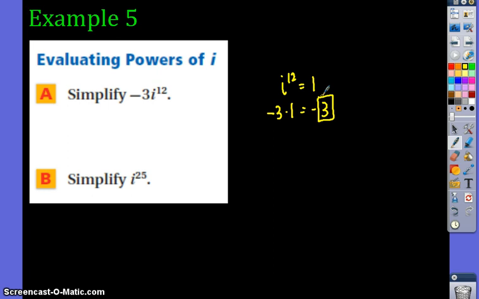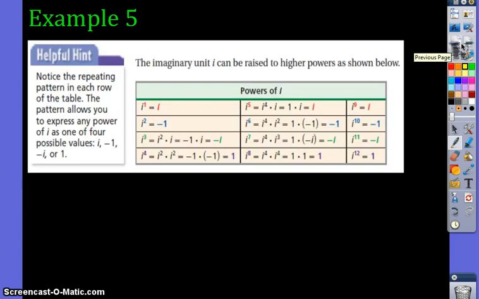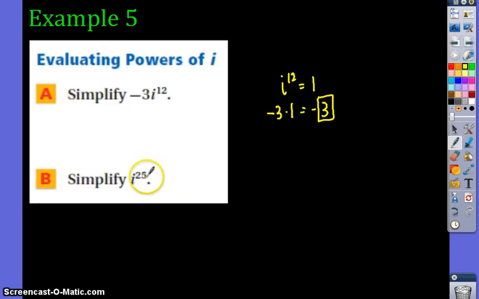Okay. On B here, we need to remember again that pattern that it goes in multiples of 4. Every multiple of 4 is a positive 1. And then to look back at your table, the next one after that would be an i. So this one, if we think about this, 25, that's 1 after a multiple of 4. 24, of course, is a multiple of 4. So 1 after that would be just an i. So i to the 25th power is really just i.